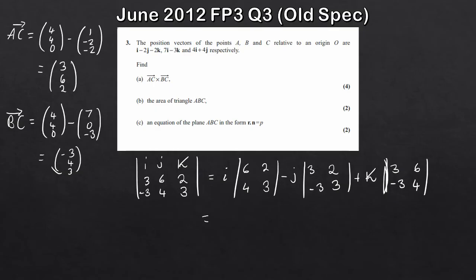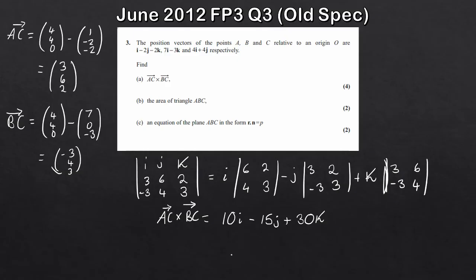So I'm going to get 18 minus 8, so that has to be 10i. 3 times 3 is 9, minus 6, that's 15, because it's minus j, it has to be minus 15j there. And then finally for the k, 3 times 4, that's 12, minus 18 here, so that's 30, and because it's positive k, it has to be positive 30k. And there we have it, so that's AC cross with BC there. Okay, that's your result.